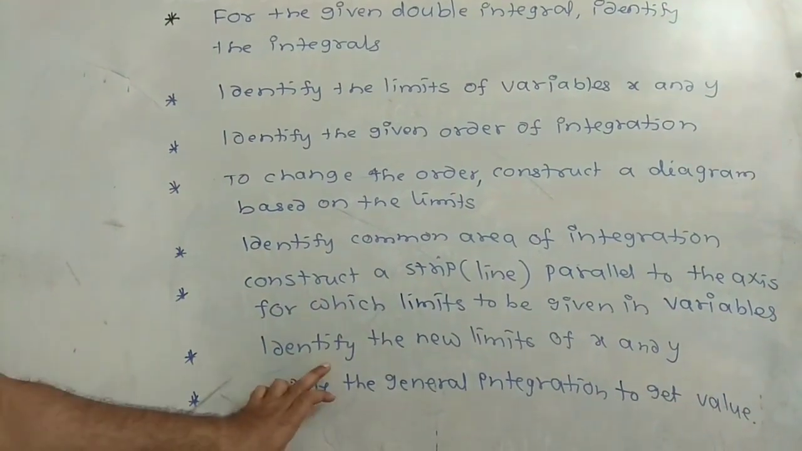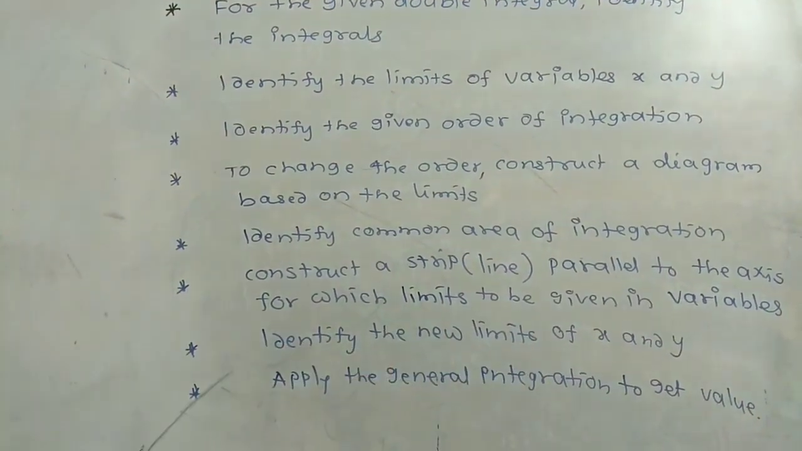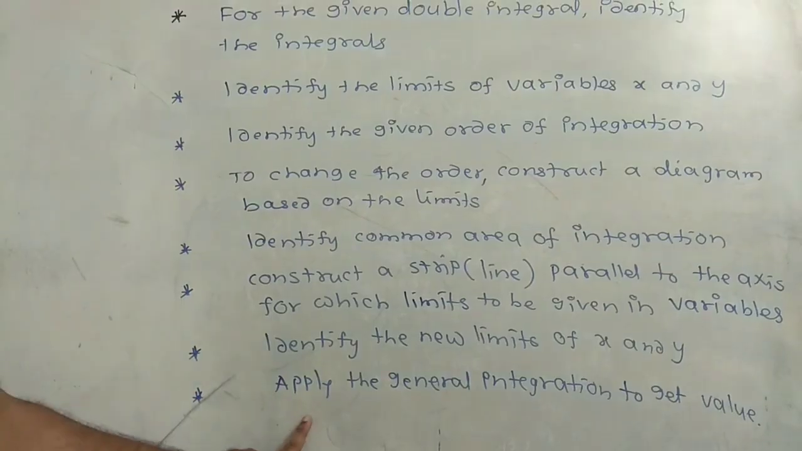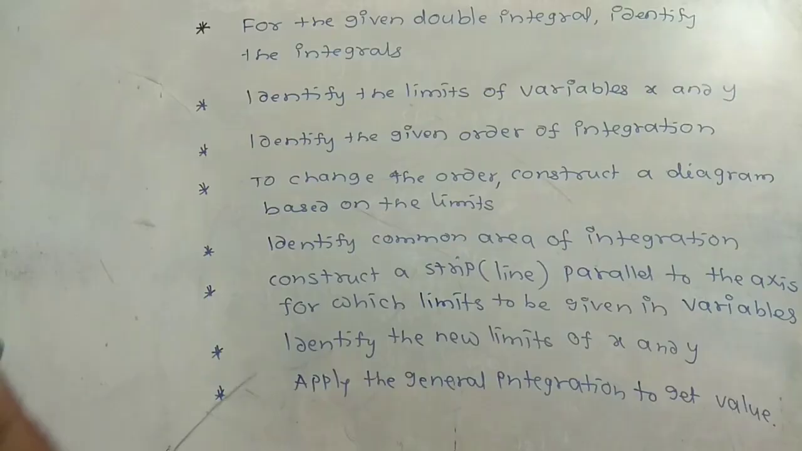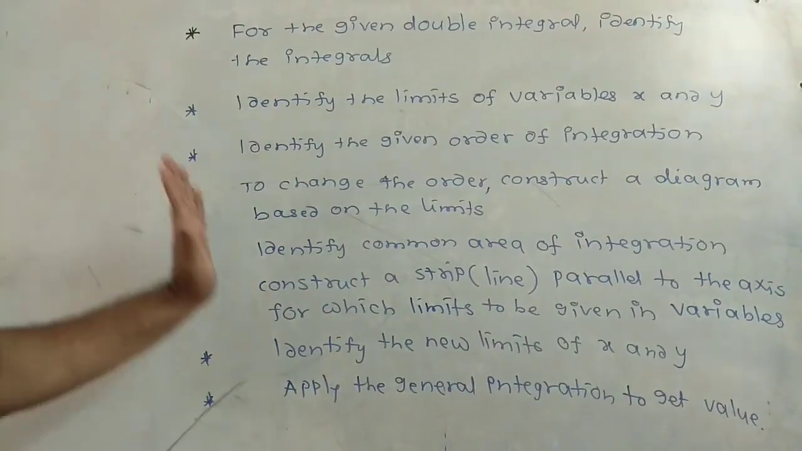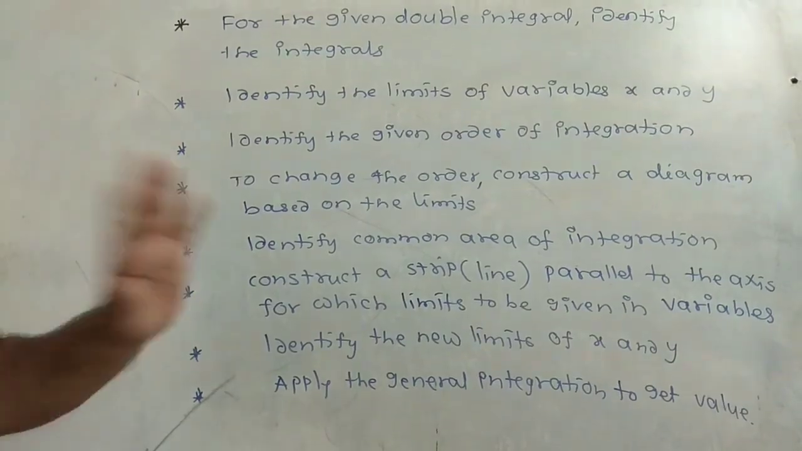Next is to identify the new limits of x and y by using that common area. Then you apply the general integration to get the value of the given double integral. So this is a neat procedure, step by step, and based on it we directly enter into the problems.